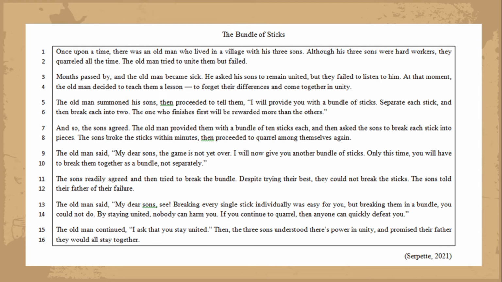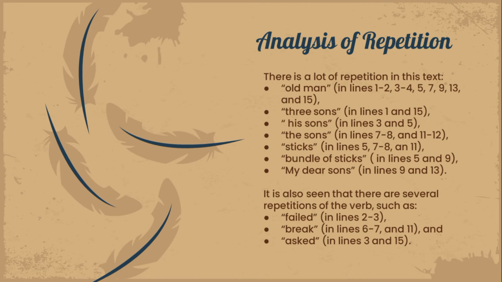General nouns are words such as thing, stuff, place, person, woman, man, while general verbs are words such as do and happen. We begin from the first, that is repetition. Here is the example of repetition, the short story of the bundle of sticks. The analysis of repetition: there is a lot of repetition in this short story text.